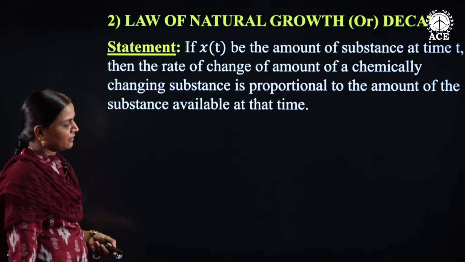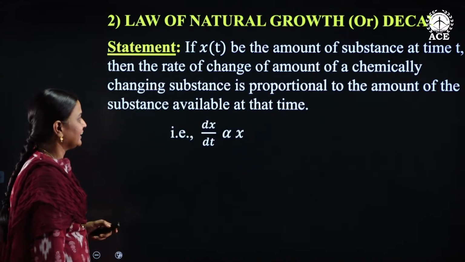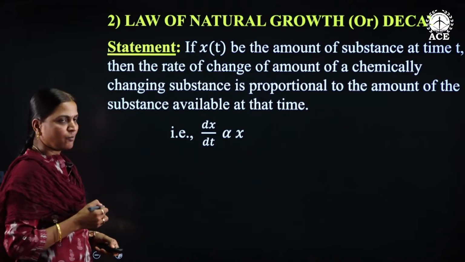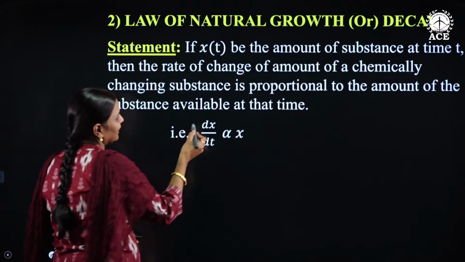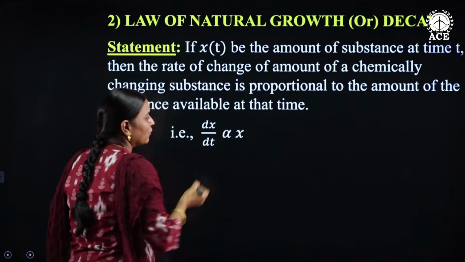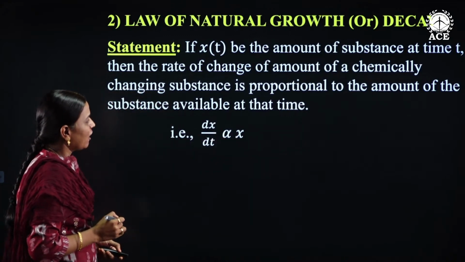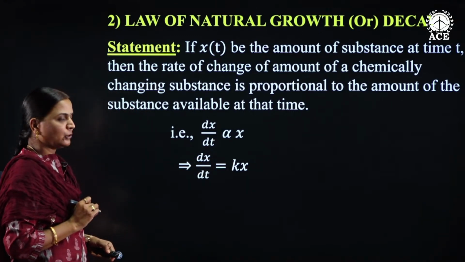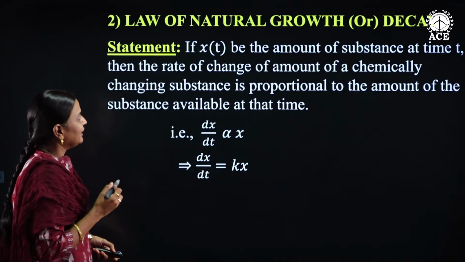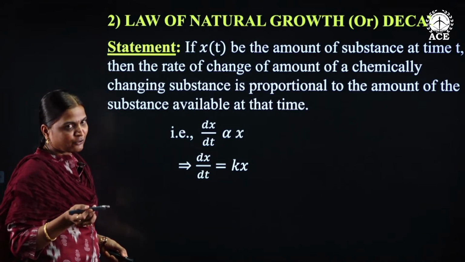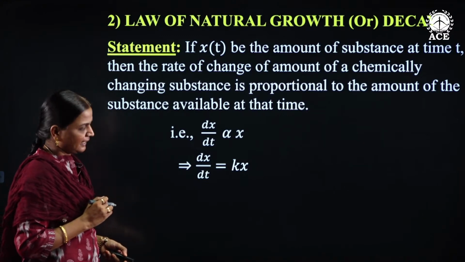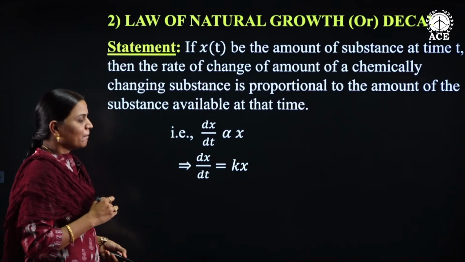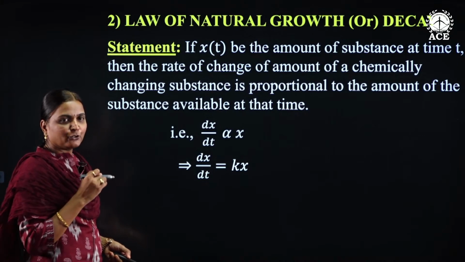So how to write its differential equation? That is dx by dt is proportional to x. Here x of t is the amount of the substance. So the rate of change of the given amount of the substance is proportional to the amount available at that time. So if we take k as the proportional constant, dx by dt is equal to kx. When t increases and x also increases, take the proportional constant as k. When t increases and x decreases, then take the proportional constant as minus k. So those two indicate growth and decay.